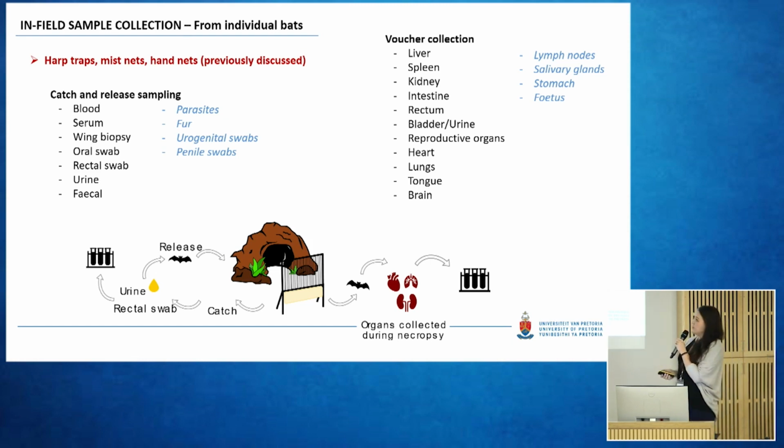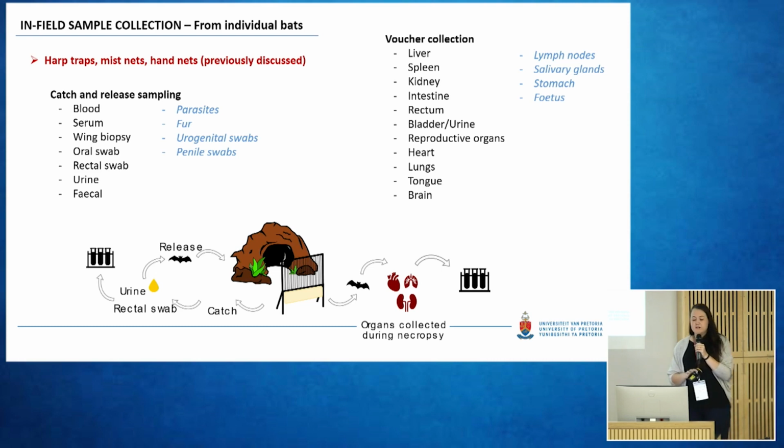So I've just indicated in blue a few more sample types that other studies have collected from catch and release sampling. And then to move on to voucher collection. If we do take vouchers, we would take all the visceral organs, including the tongue and the brain, and then again some other samples in blue, which other studies have also collected depending on your research question.